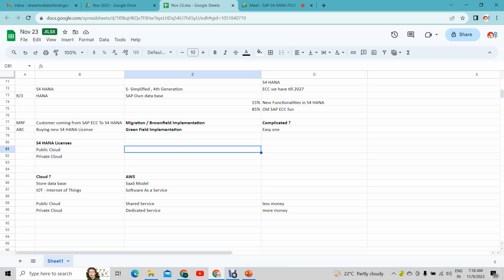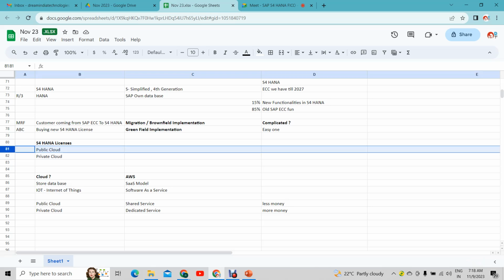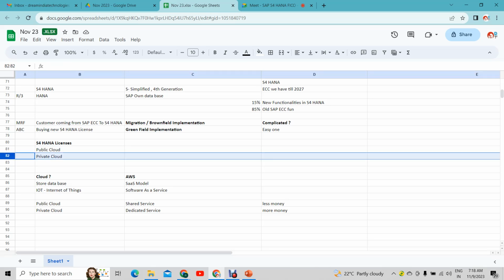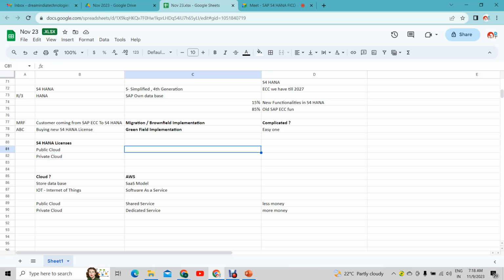So when I am talking about a public cloud, what is the meaning of public cloud? What is the meaning of private cloud? Does anybody know already? I'll give you one example. Public cloud and private cloud are both cloud. There is no separate meaning for this. The alternative to cloud is on premise. This is on premise, we call it on premise, and this is cloud.